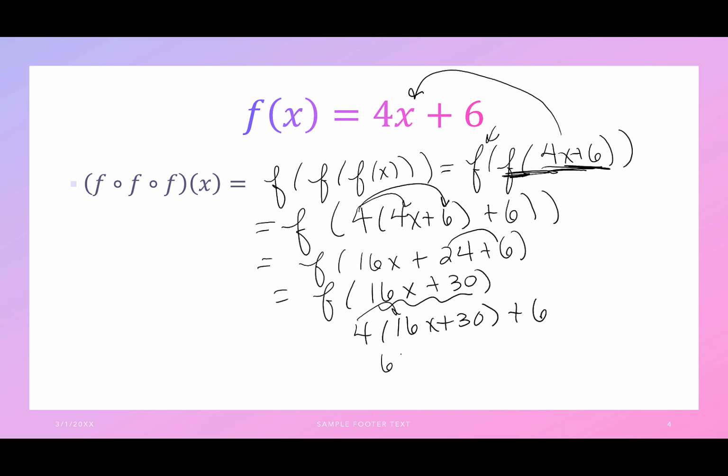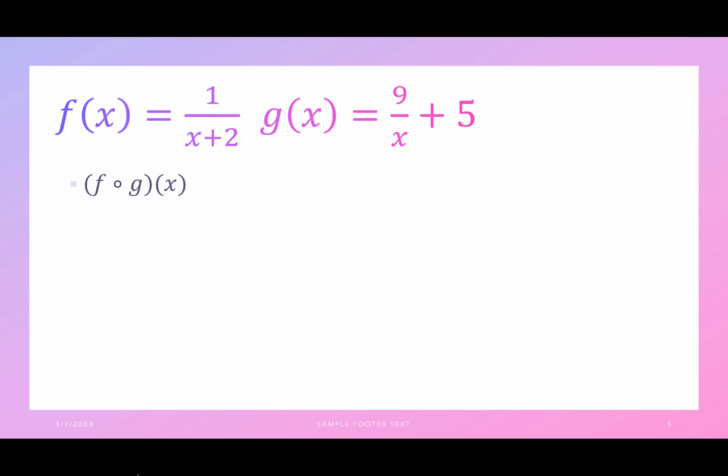4 times 16 is 64x. 4 times 30 is 120. I add 6. I have 64x plus 126. So let's just try some more.